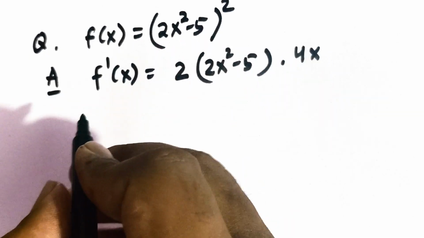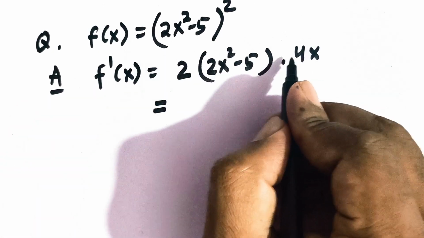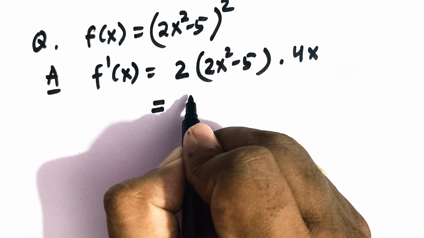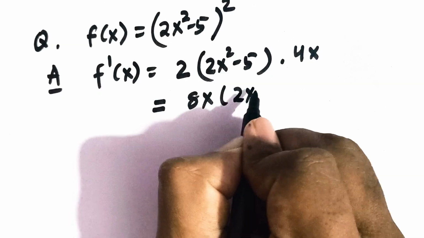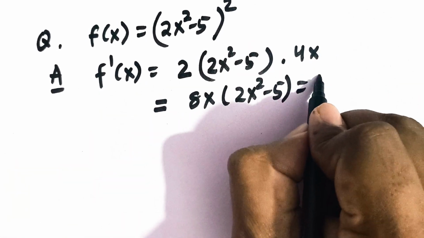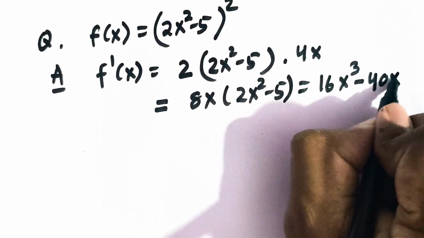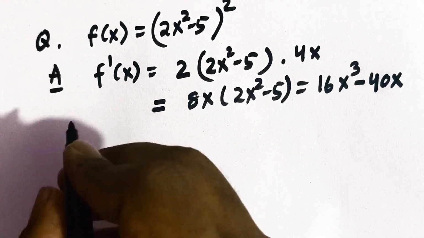So the first derivative, let us simplify, is 8x times (2x² − 5). Then 8x goes inside and you have 16x³ − 40x. This is our first derivative.